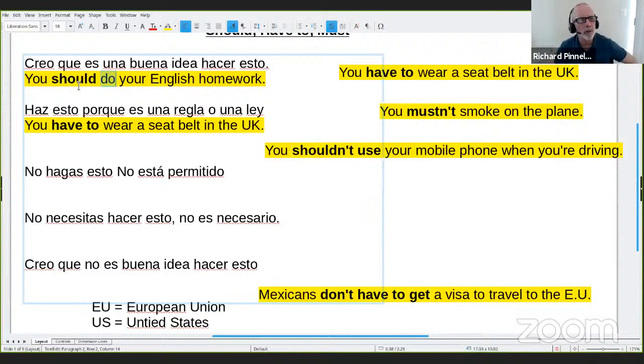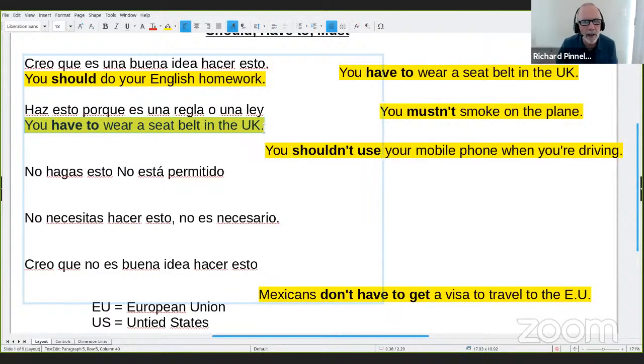Cuando usamos should, es como una recomendación. Si digo, you should do your homework, es una recomendación. Creo que es buena idea. Si yo digo, you have to do your homework, eso es una obligación. Es una regla. En el caso de you have to wear a seatbelt, el seatbelt es el cinturón de seguridad que tiene que poner en el coche.